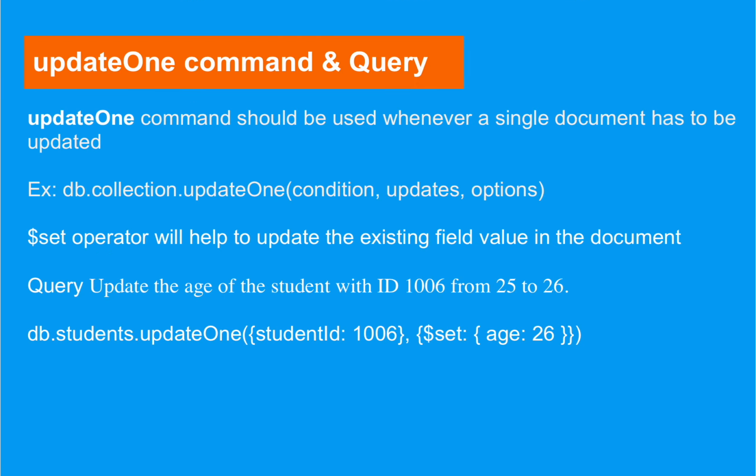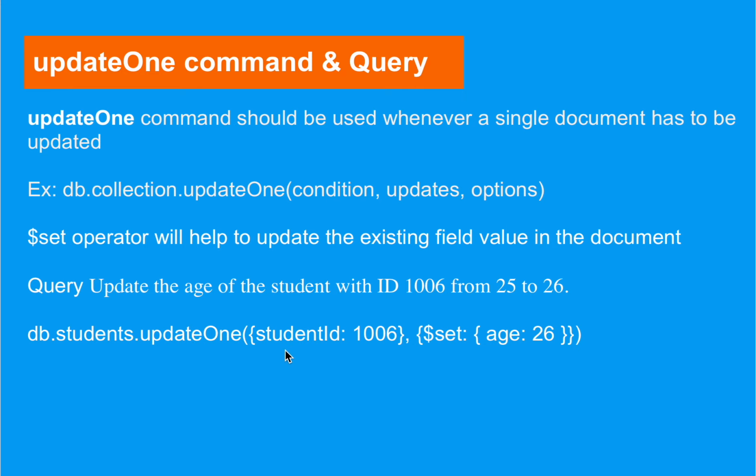Let us look at the updateOne command and one query for it. The updateOne command should be used whenever a single document has to be updated. Suppose you have a query for updating the age of a student with the ID 1006 from 25 to 26, the query will be like this. To update the field value, that is age, we have to use the $set operator, which will help us to update the existing field value in a document.